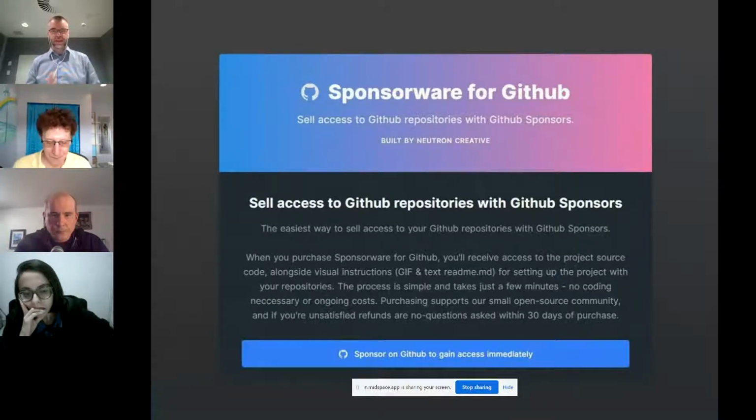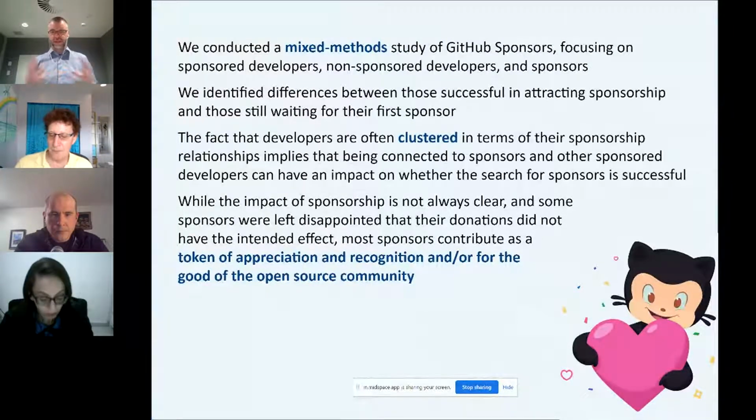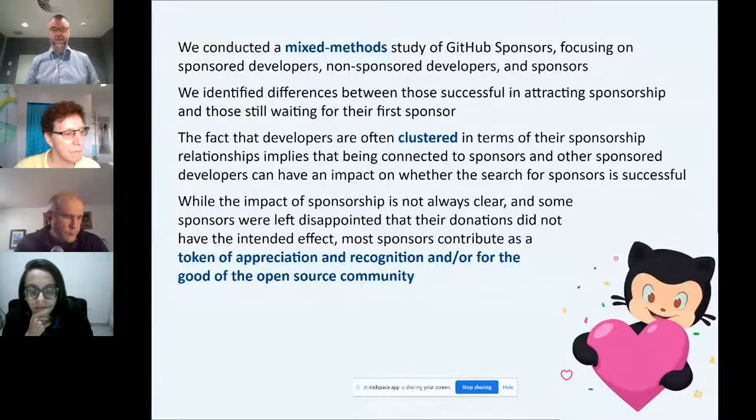This is my last slide. I'm not going to read it out. But basically, we contributed a mixed method study of this new thing called GitHub Sponsors. We find that developers are often clustered around sponsorship, and sponsorship is often seen as a token of appreciation and recognition, or it's meant to be for the good of the entire open source community. That's it for me. Thanks for listening.